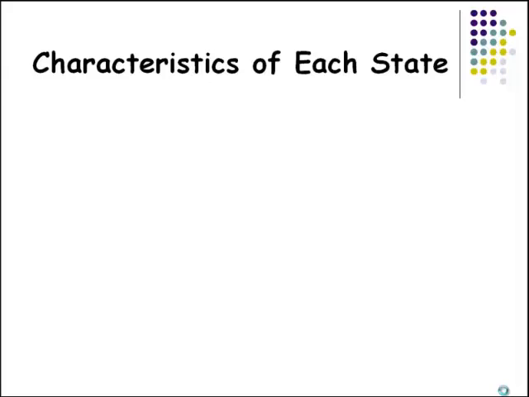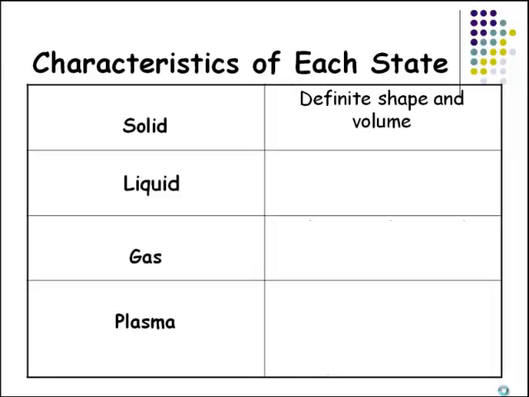Let's go ahead and look at the characteristics of the first three states. Once again, they're solid, liquid, and gas. Things that are solids have a definite shape and definite volume. We can say fixed shape and volume. Look at the desk you're sitting on. It has a definite shape. It has definite volume. It does not change.